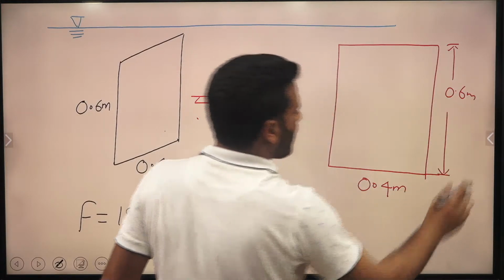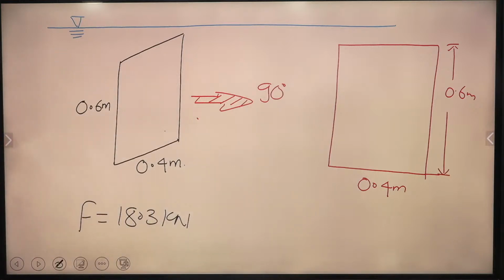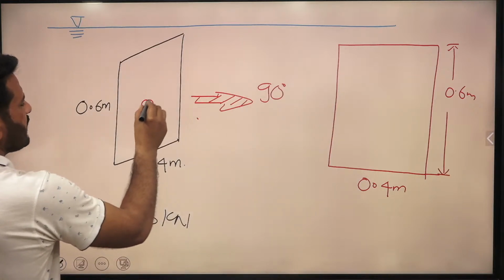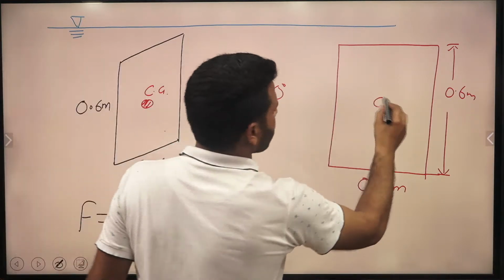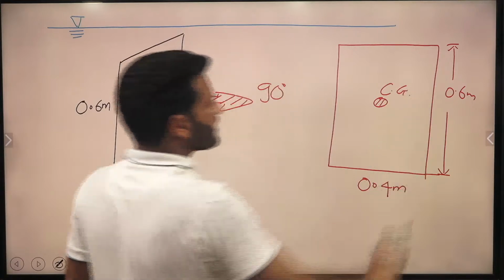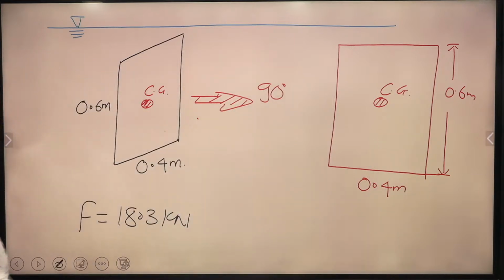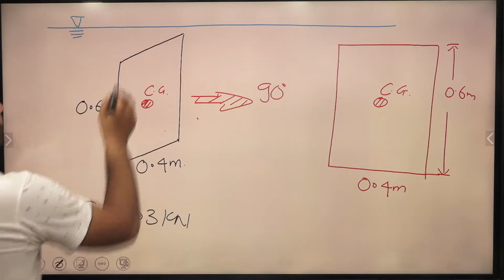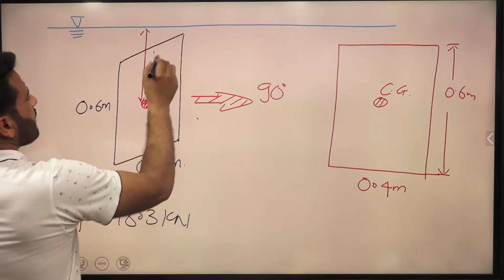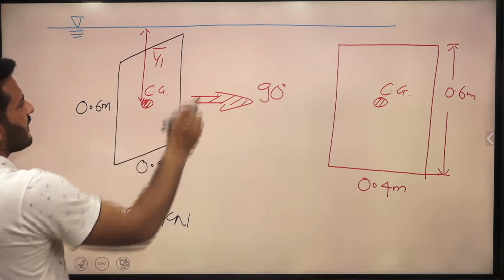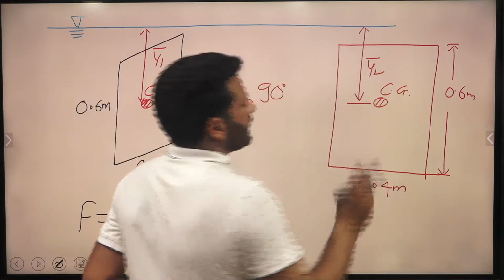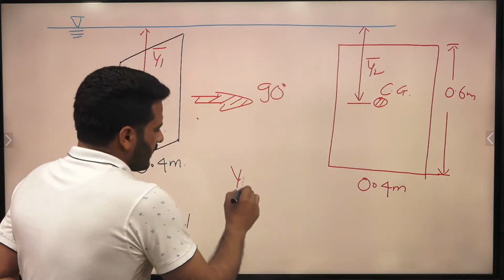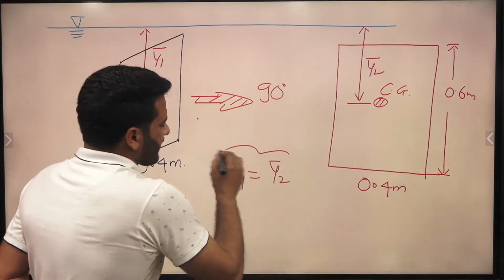So he's asking about the total hydrostatic force. Let this be your center of gravity. You can see the dimensions are the same, no change in the dimension, and even no change in the center of gravity position. Let y1 bar be the distance of the center of gravity in case 1 from the free surface, and y2 bar the distance in the second case. This distance from the free surface in both cases is the same.